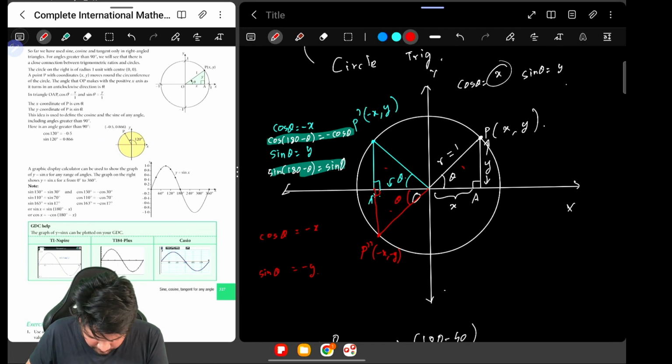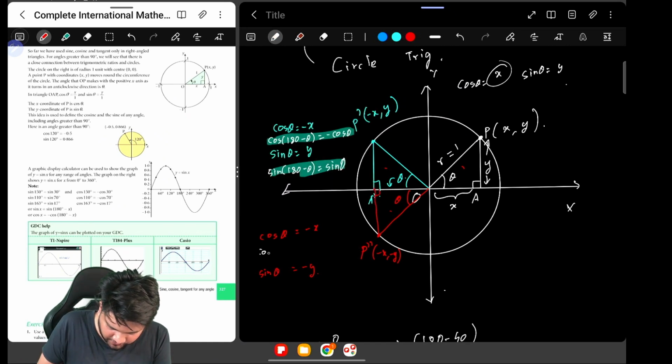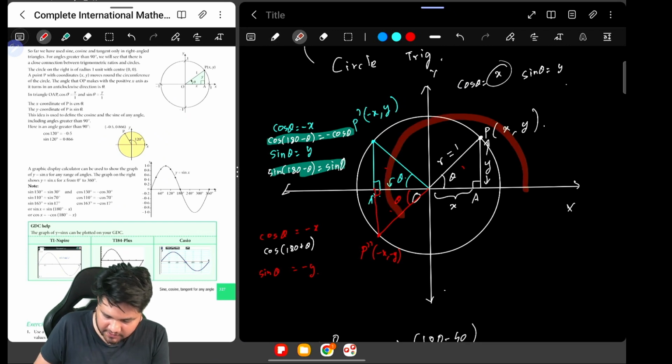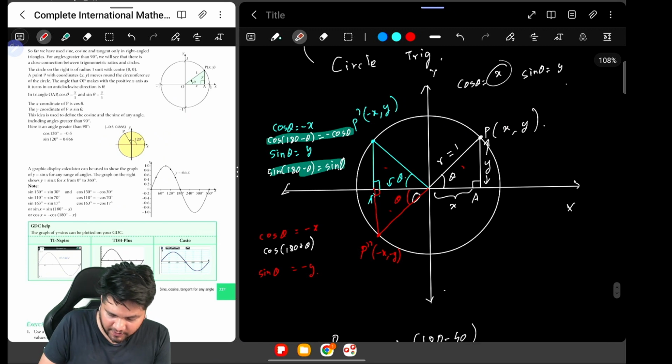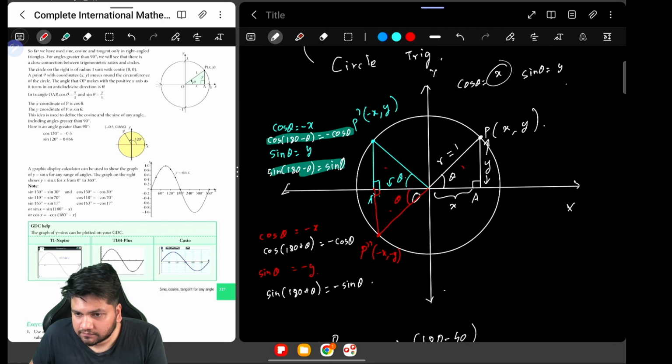Yes, sir. But with respect to the right angle, this is cos of how much? It's going to be 180 plus theta, because it's going like this, 180 and then plus theta, right? And similarly this is going to be sine of 180 plus theta, which is nothing but minus x, and minus y. So I can replace that. It's going to be minus cos theta, and this is going to be minus sine theta. Correct?